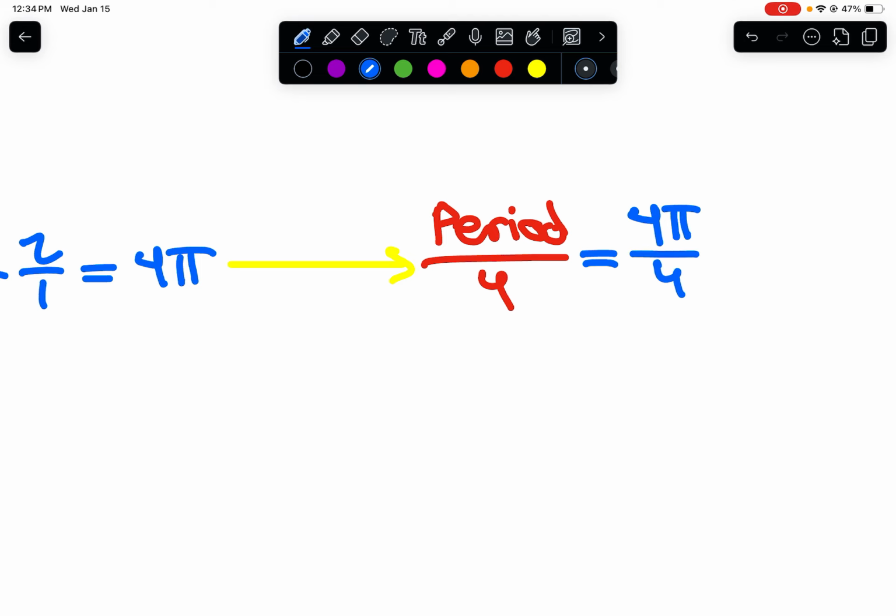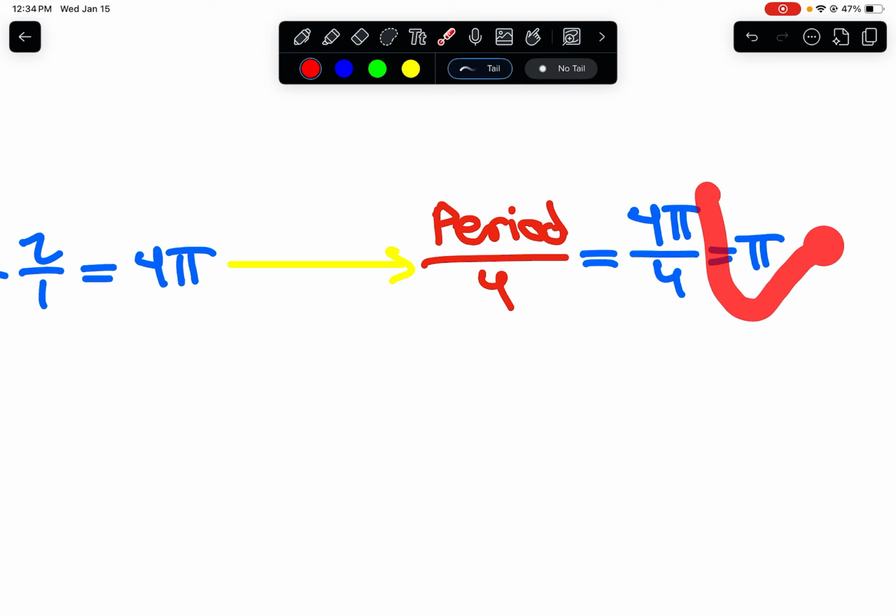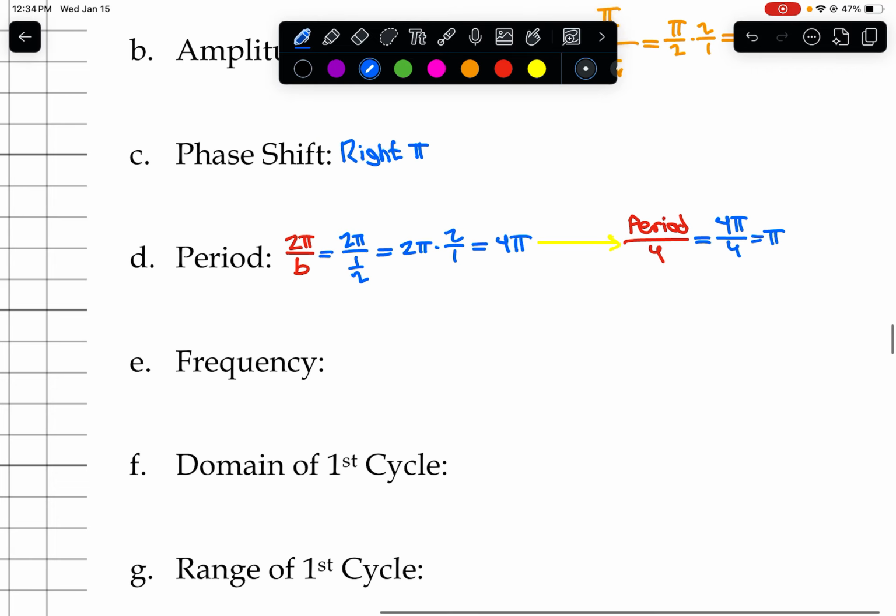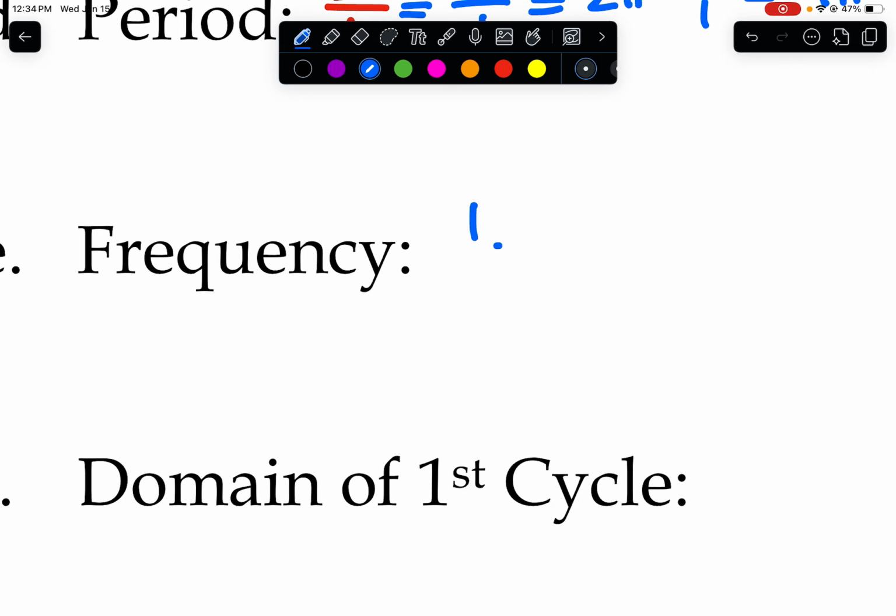So I'm going to do 4 pi divided by 4, which is going to give us 1 pi. So I'm going to do 1 pi as my scale here. Okay, so frequency, we'll finish these and we'll do the scale. So for the frequency, that's going to be 1 over the period, so that's 1 over 4 pi.